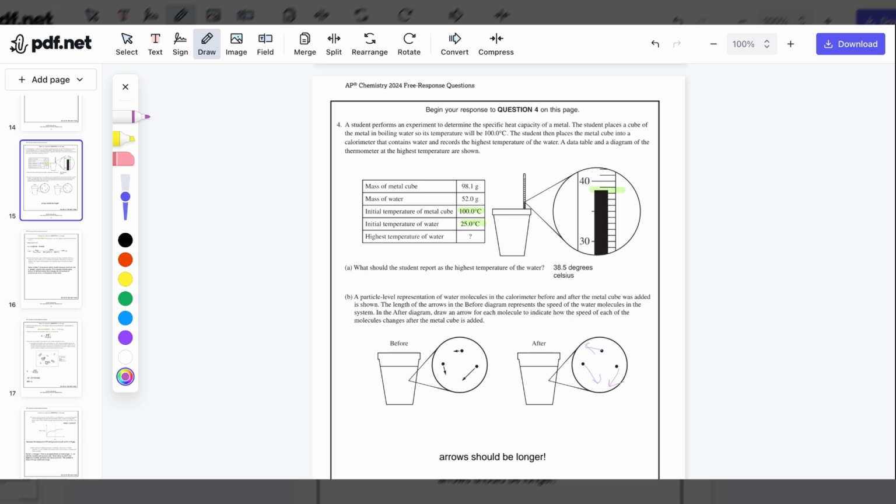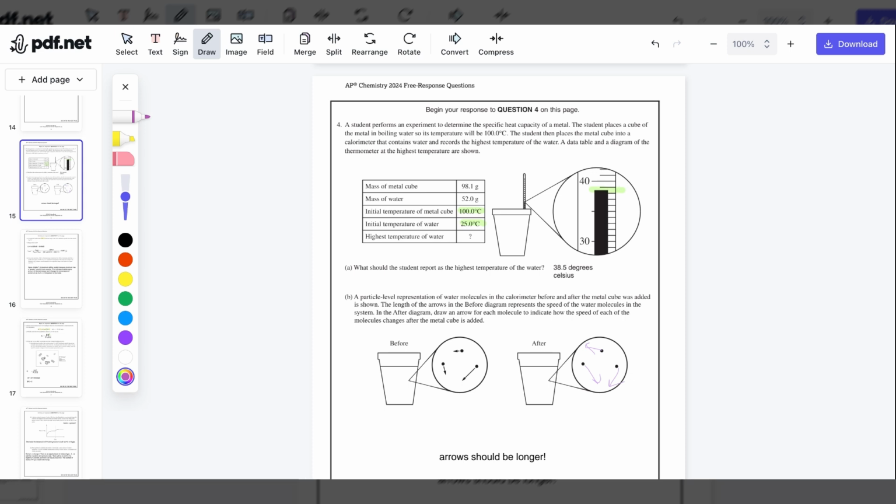So the first question, part A, goes, what should the student report as the highest temperature of the water? As you can see here, they go by ones. So you'd have 31, 32, 33, 34, 35. And then we go to 36, 37, 38, and it's a little bit above 38, but not quite 39. And as you can see over here, they measure temperature to the tenths place. That's what we're going to do as well. So I said 38.5 degrees because it's smack dab in the middle.